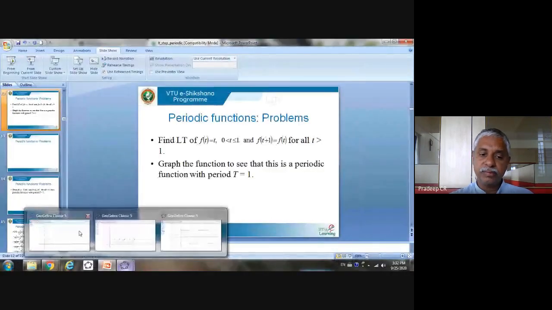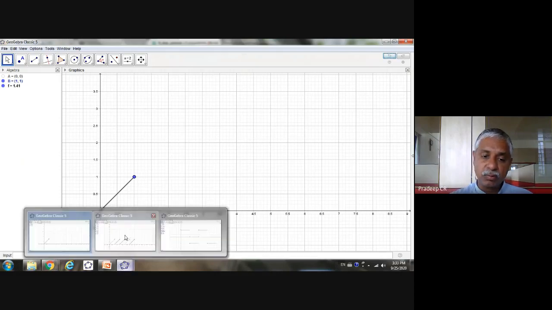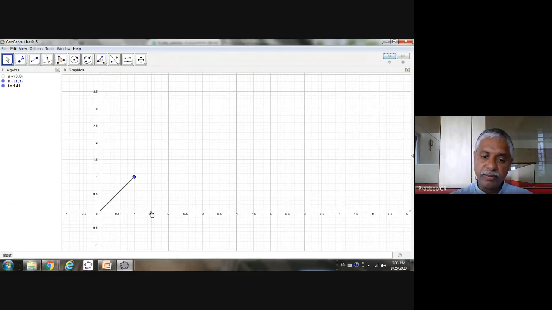As told, when t varies from 0 to 1, f also varies from 0 to 1. And f(t) equals t. That means it's a line with slope 45 degrees, pi by 4. A line segment from 0 to 1, 1. And now what happens to the next part? That means what happens if I come to 1.5? What is the value of f of 1.5? f of 1.5 is f of 1 plus 0.5. I told you f of t plus capital T is small f of t. So f of 1.5, I'll write as f of 0.5 plus 1, which is the same as f of 0.5.